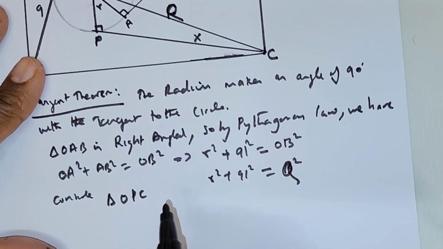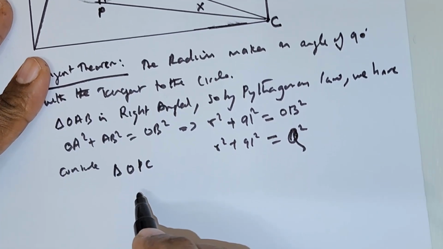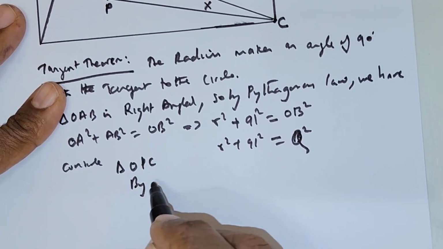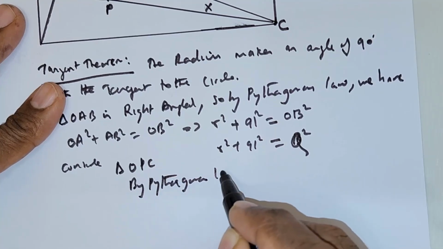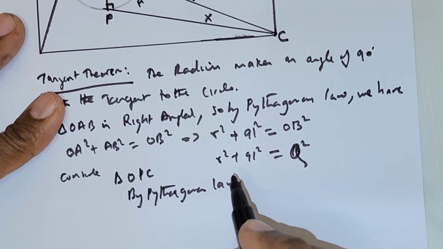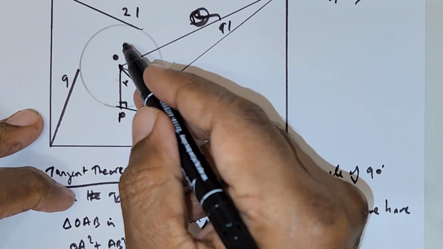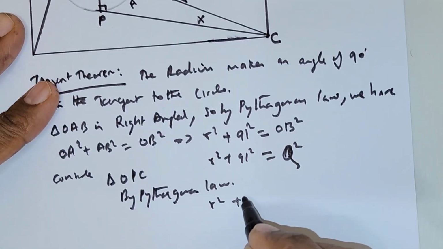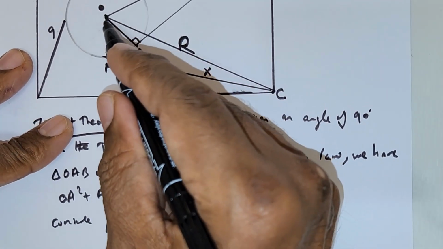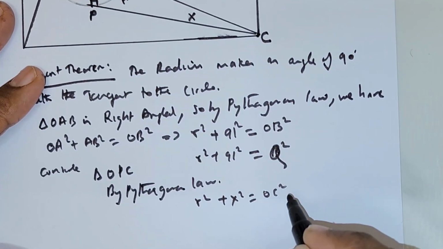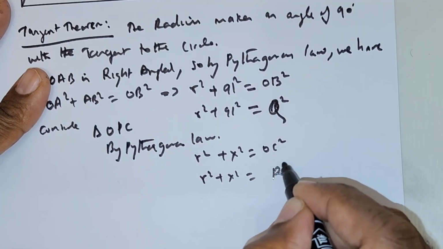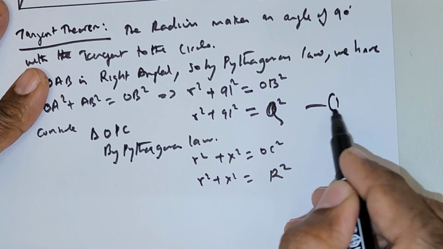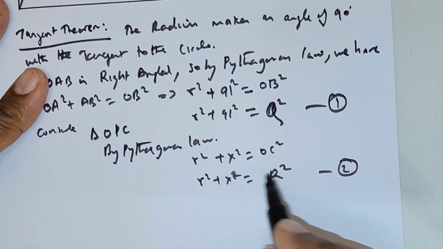So consider triangle OPC. By Pythagoras' law, we got R squared plus X squared is equal to this distance, which is OC squared. Now we are going to consider it as Q squared, right? So I have equation 1 and equation 2.